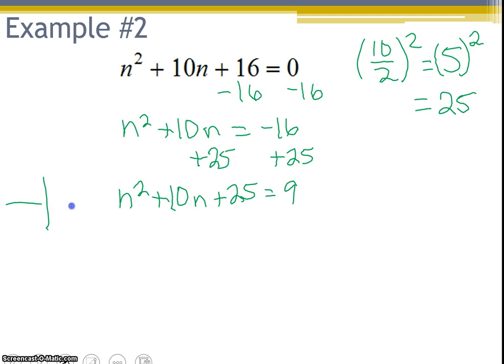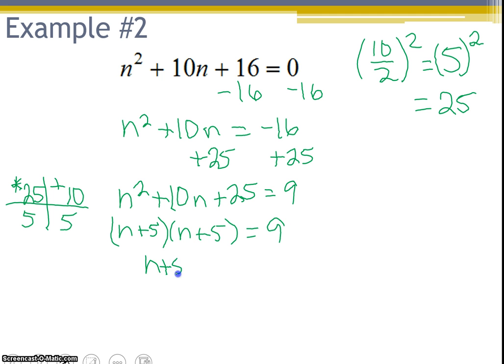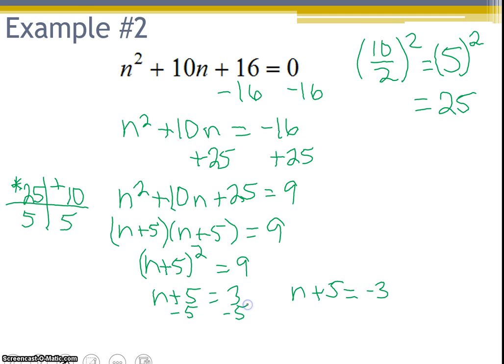Then, when I make my table, I need something that multiplies to be 25 but adds to be 10. So that's 5 and 5. Now I've got n plus 5 times n plus 5 is equal to 9. So that's n plus 5 squared equals 9. When I take the square root of 9, that's just 3, so n plus 5 is equal to 3, and n plus 5 is equal to negative 3. Then I subtract 5 from both sides, and I get n is equal to negative 2 and n is equal to negative 8.